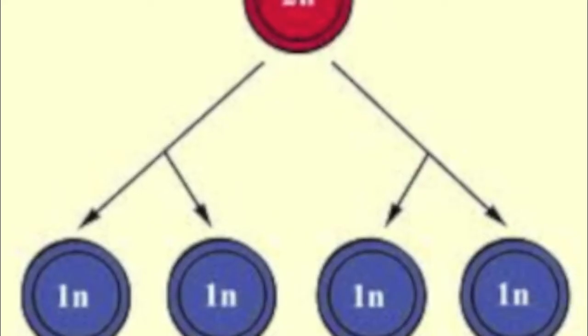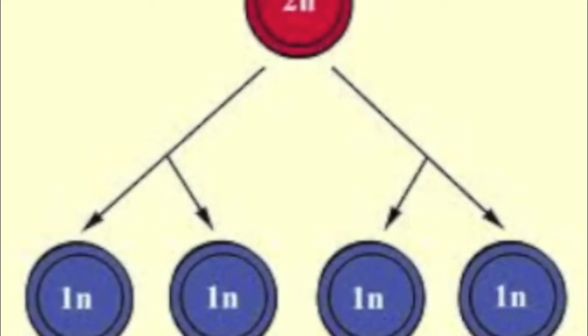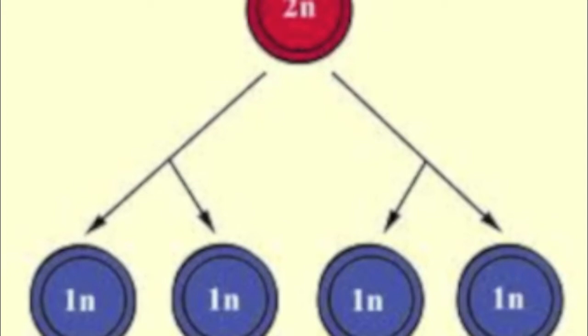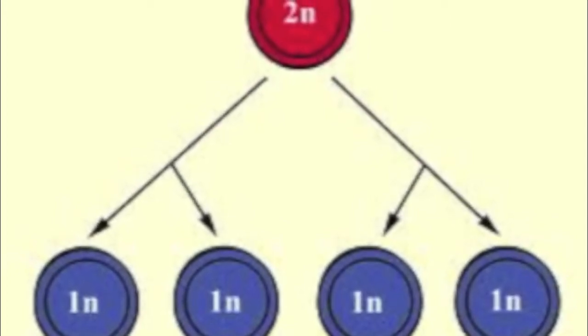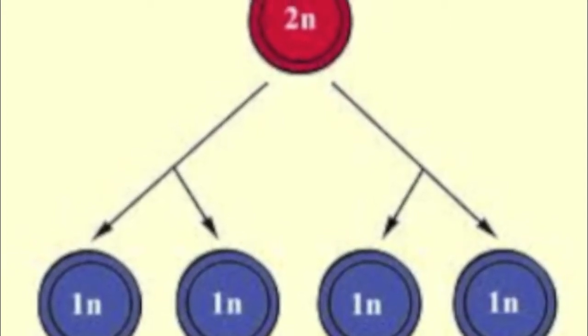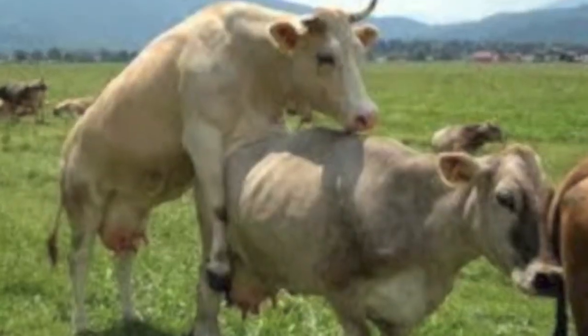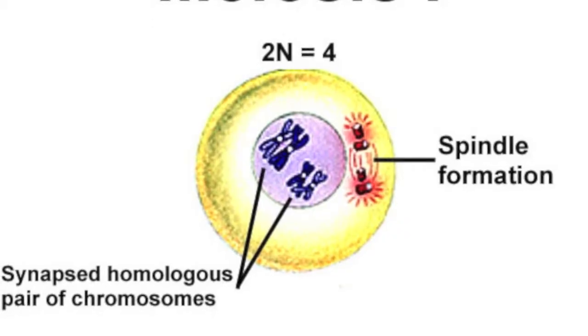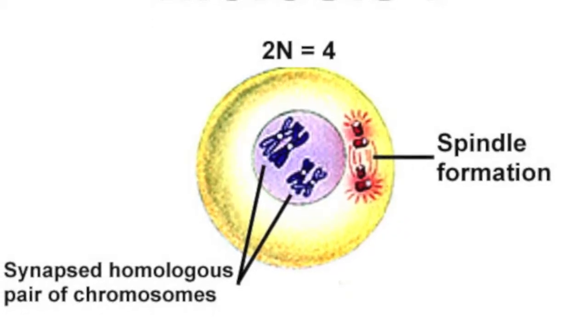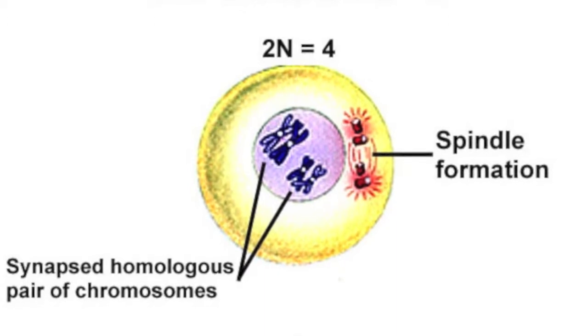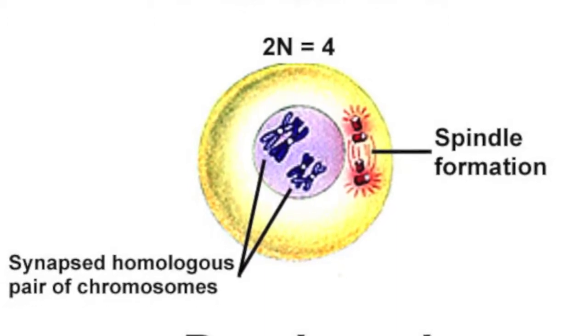Meiosis produces daughter cells with half as many chromosomes as the parent cell. Meiosis enables organisms to reproduce sexually. Meiosis involves 2 divisions, producing 4 daughter cells. The stages of meiosis begin.